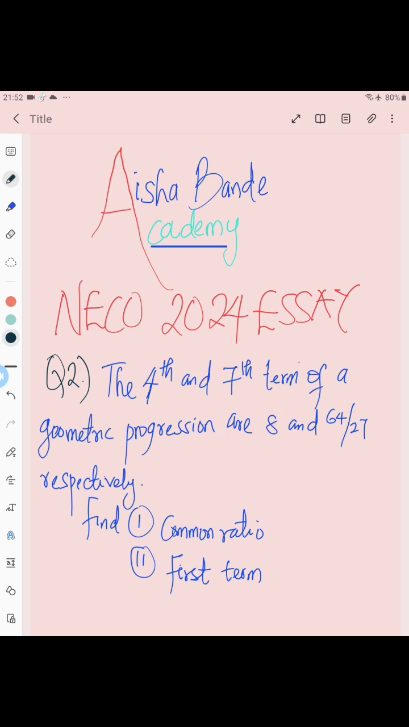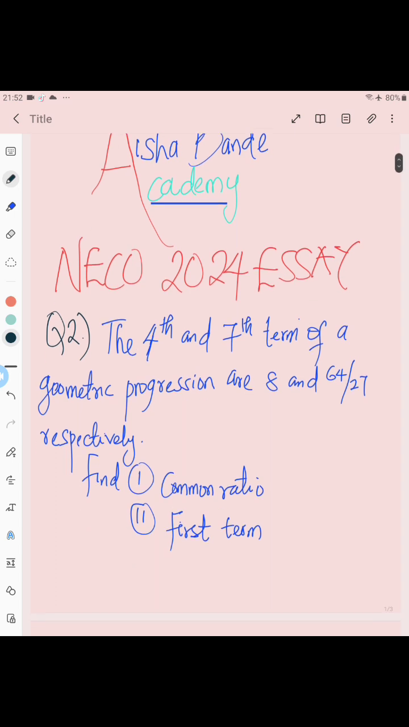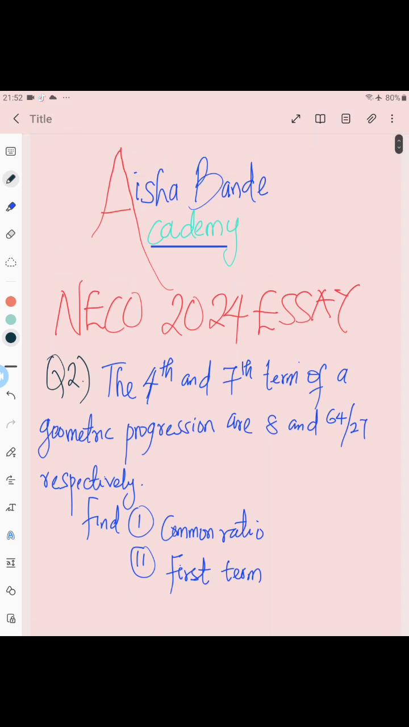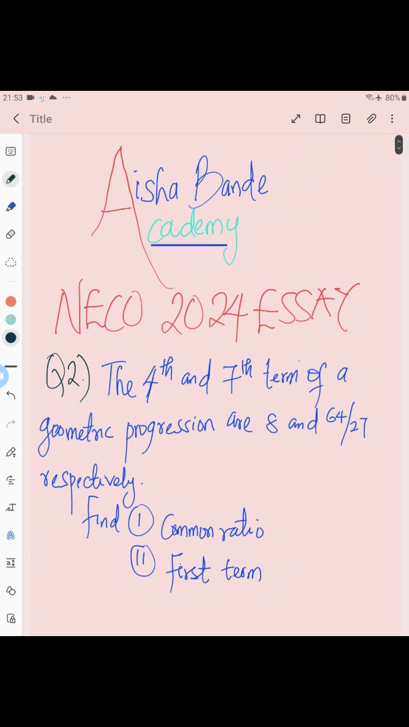So, we are going to continue with a series of NECO 2024 essay questions. Today, we shall be looking at question number 2, which reads: the fourth and the seventh term of a geometric progression are 8 and 64 over 27, respectively. We have to find the first question here, which is the common ratio, and the second, which is for us to find the first term. So we're going to solve, and after solving the question, we shall also explain the marking scheme according to the examination body.